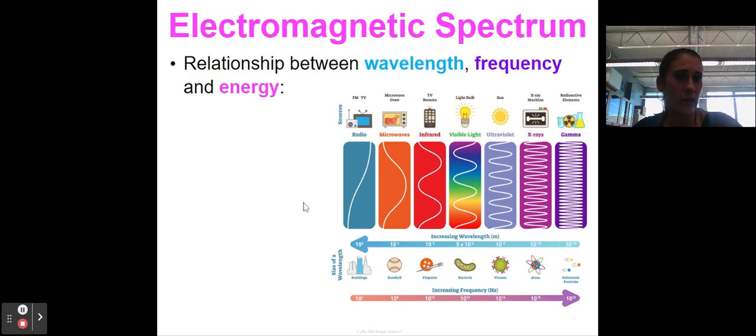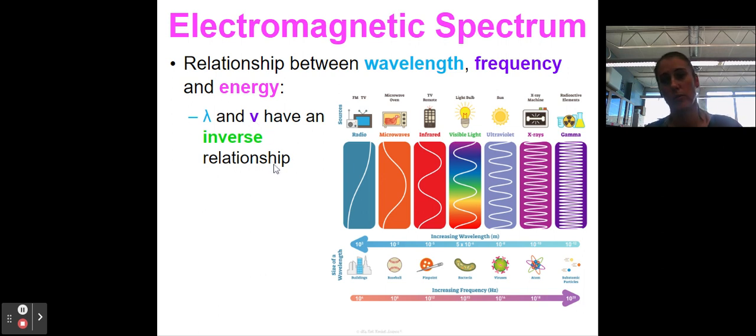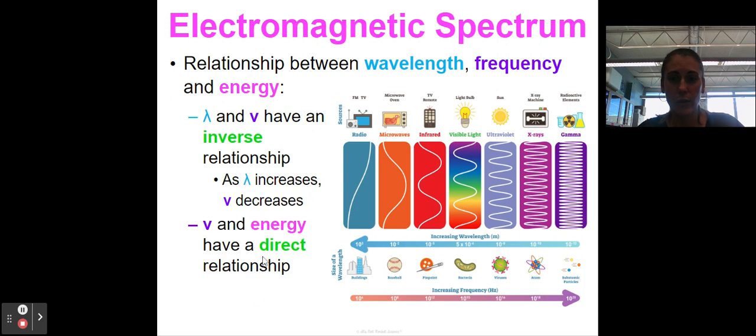So the relationship between wavelength, frequency, and energy. Wavelength and frequency has an inverse relationship. So as one goes up, the other goes down. As wavelength increases, frequency decreases. And then frequency and energy have a direct relationship. So the greater the frequency, the greater the energy, or vice versa. So as frequency increases, so does energy.